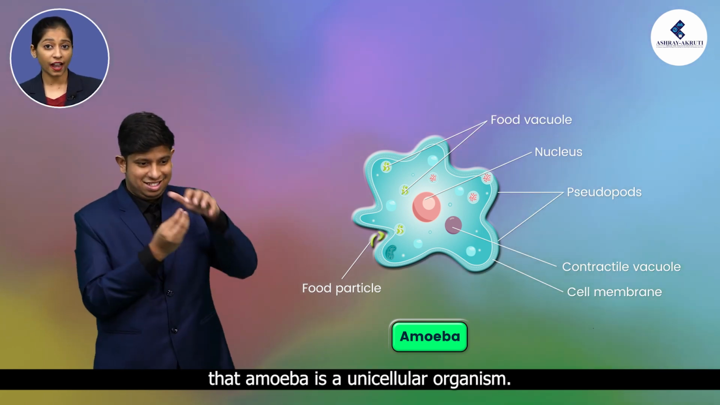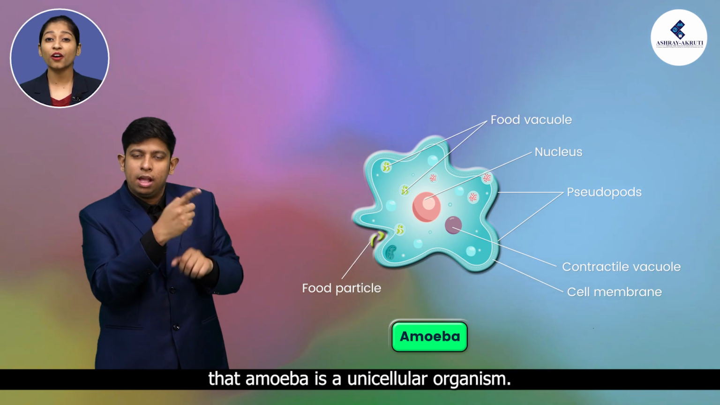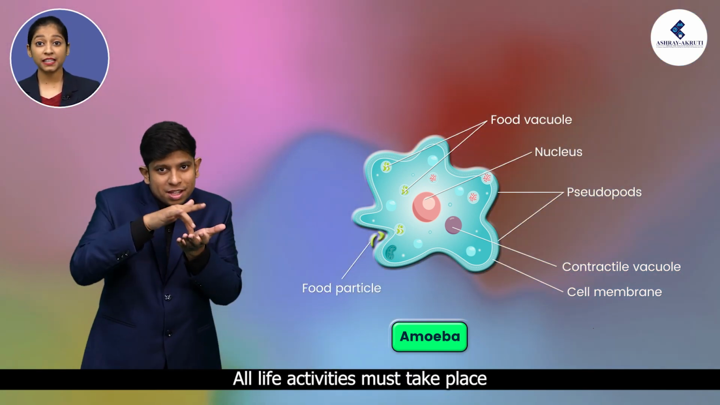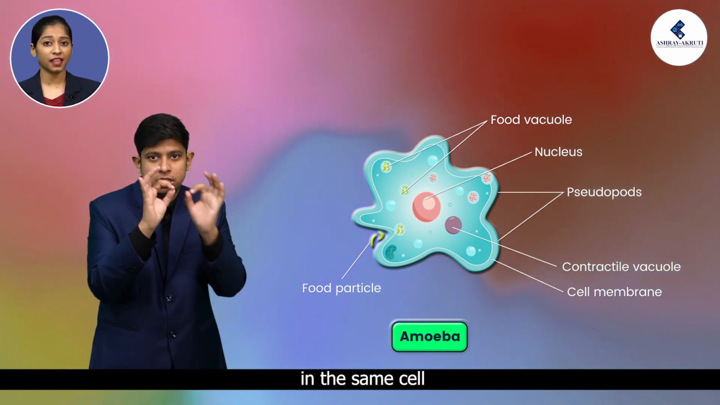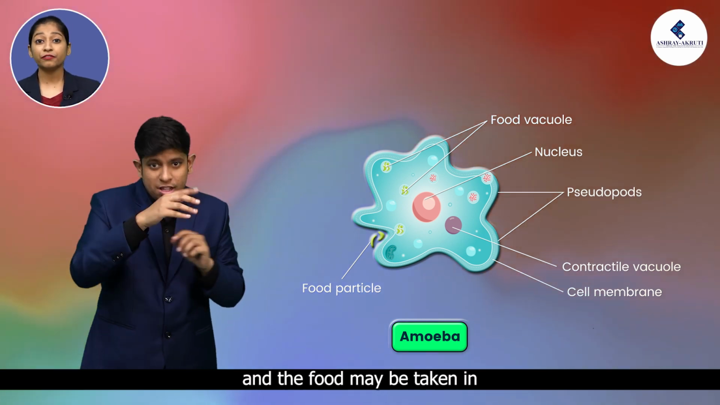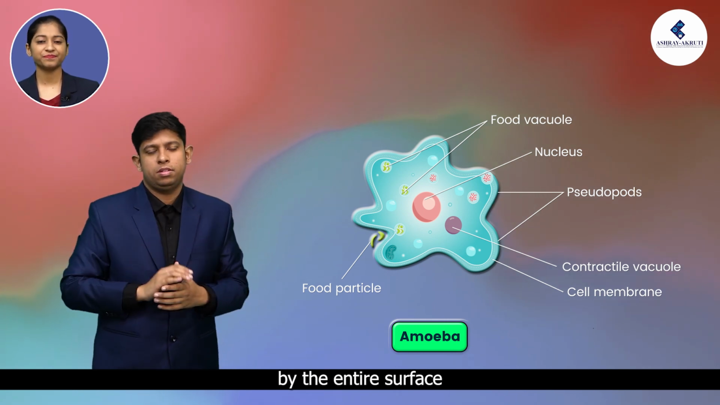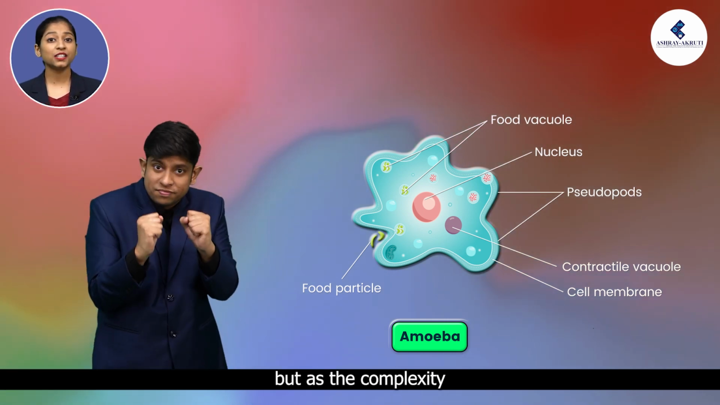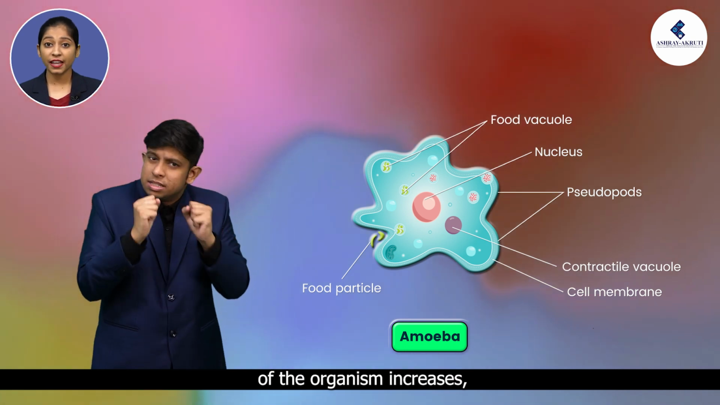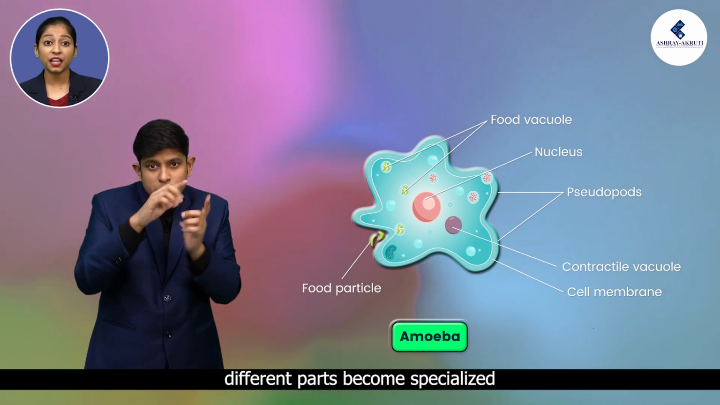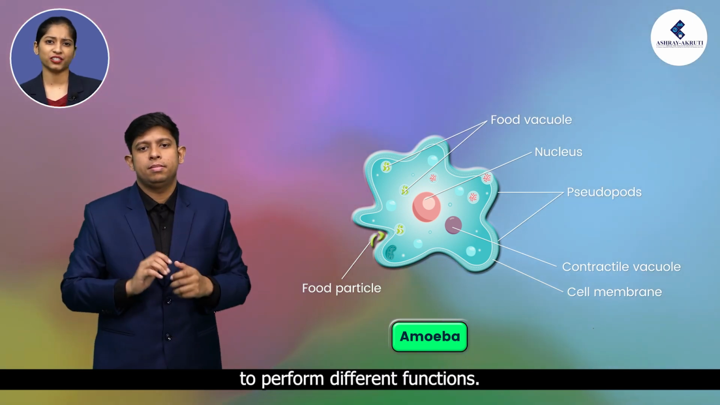You are aware that amoeba is a unicellular organism. All life activities must take place in the same cell, and the food may be taken in by the entire surface. But as the complexity of the organism increases, different parts become specialized to perform different functions.